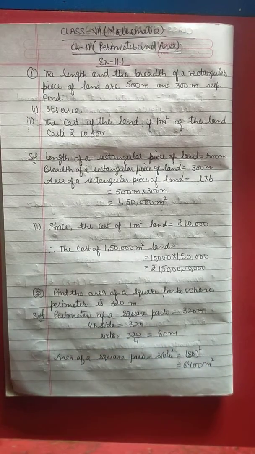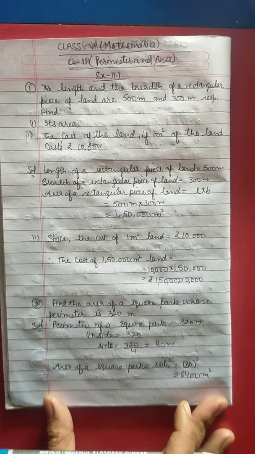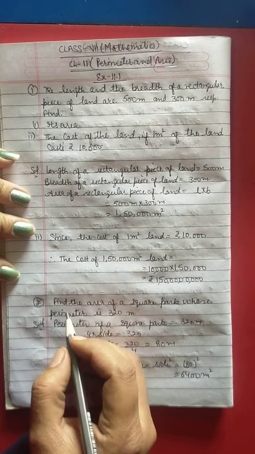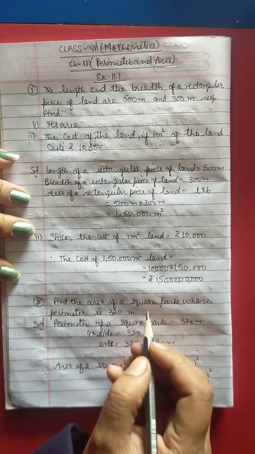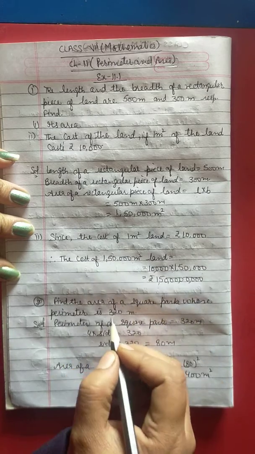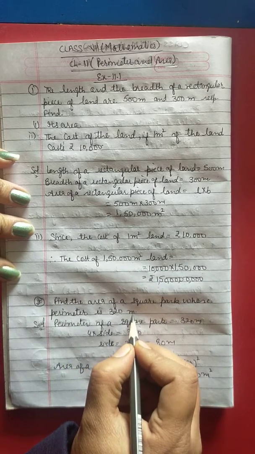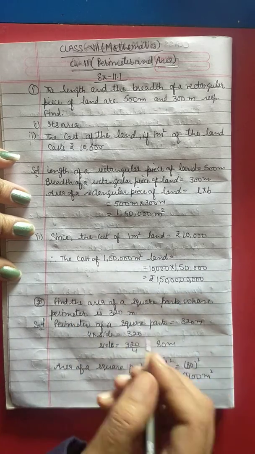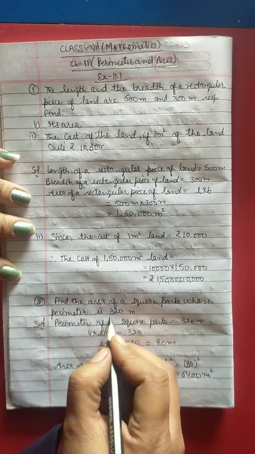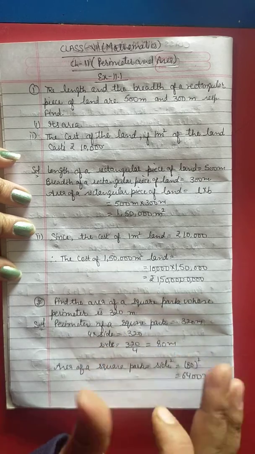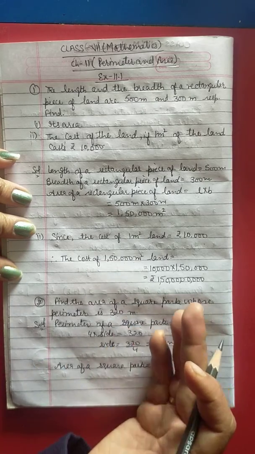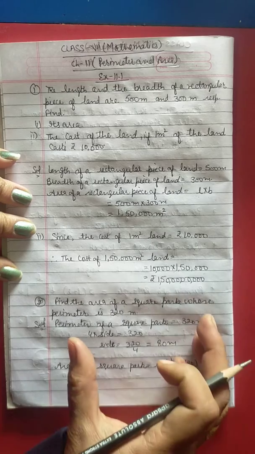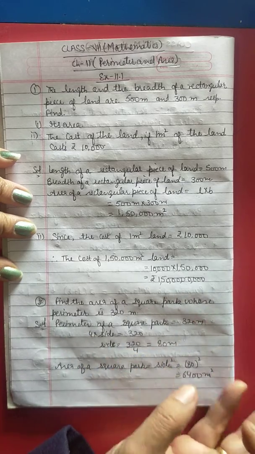In question number 2, see what they are asking. Find the area of a square park whose perimeter is 320 meter. Again they are talking about a square whose perimeter is given to us. Just remember one thing, that whose area or perimeter is given to you, first of all apply that formula and put its value here.